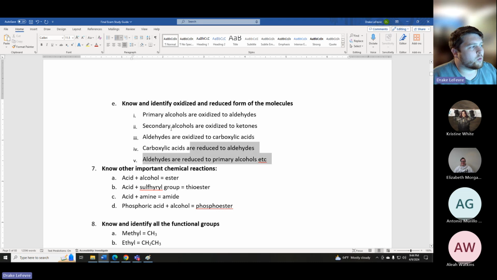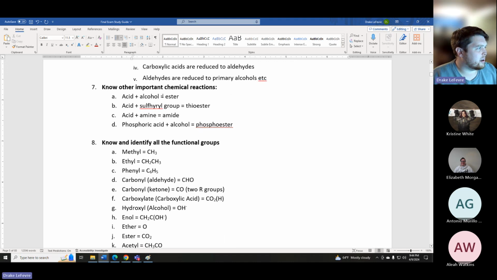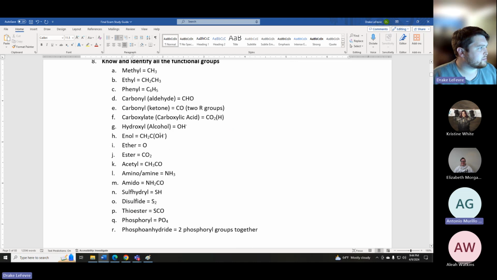And he usually will throw one of these in there. He loves this stuff. He loves his aldehydes. He loves his ketones. Functional groups.